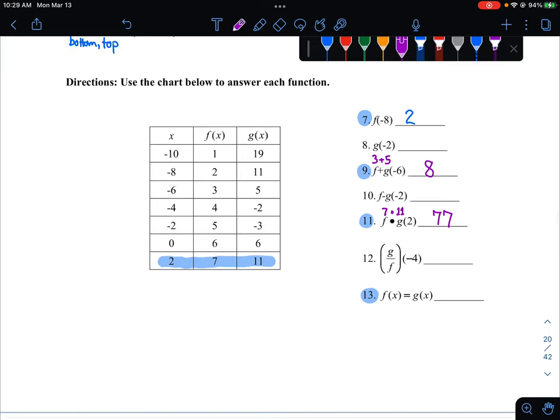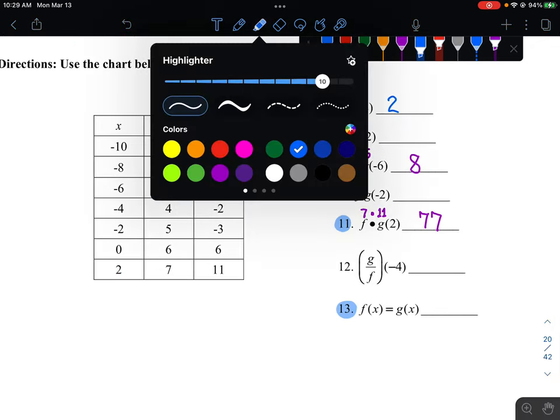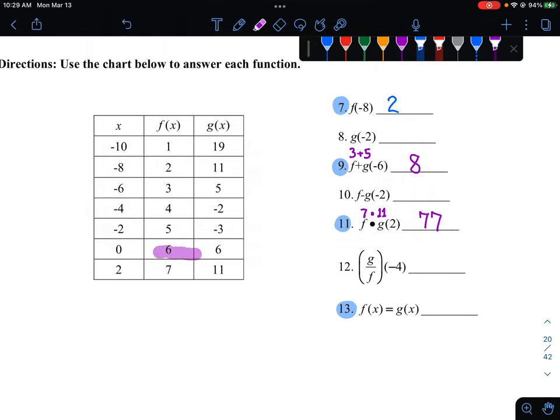The last problem asks us where we have f of x is equal to g of x. So what we're looking for is an area of the graph where those are the same value. So if you look here, I have the same value. I'm going to check.